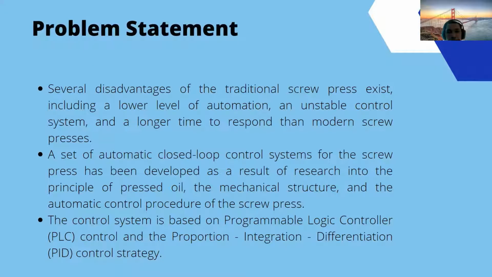is the problem statement. Several disadvantages of the traditional screw press exist, including a lower level of automation, an unstable control system, and a longer time to respond than modern screw presses. So a set of automatic closed-loop control system for the screw press has been developed as a result of research into the principle of pressed oil, the mechanical structure, and the automatic control procedure of the screw press. The control system is based on programmable logic controller (PLC) control and the proportion, integration, differentiation (PID) control strategy.